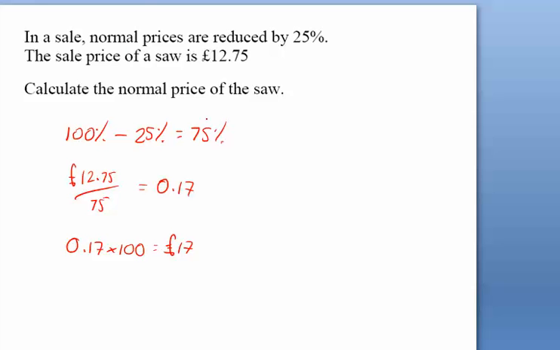We're told 75% of the price of the saw, so £12.75 divided by 75 gives me 17 pence times 100 to get £17.